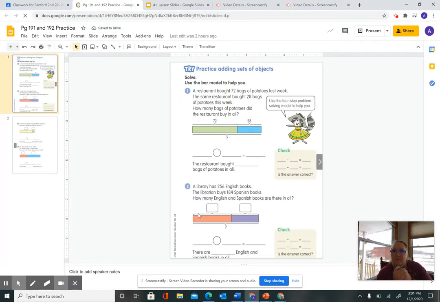Okay, so the first one says use the bar model to help you. A restaurant bought 72 bags of potatoes last week. The same restaurant bought 28 bags of potatoes this week. So, how many bags of potatoes did the restaurant buy in all? So, if you use your bar model, 72 in all means we're adding them together. So, 72 plus 28, you would find how many total that the restaurant bought.